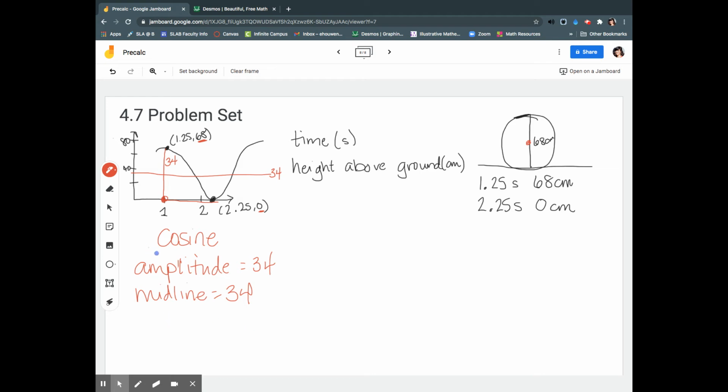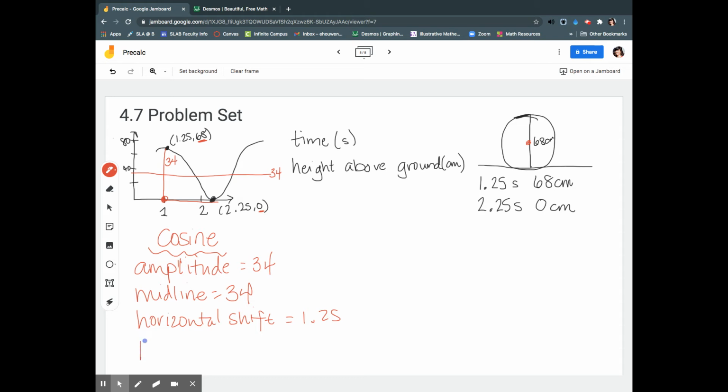Now, if we're looking at a cosine graph, then we're going to start from either the maximum or the minimum. It's clear that we can easily start from the maximum here. So it has a horizontal shift of 1.25. It starts at 1.25. It does not start at 0. So it doesn't reach its high point at 0. It reaches its high point 1.25 seconds after the start.